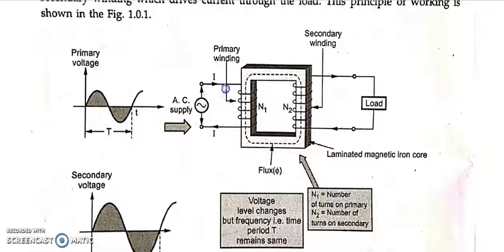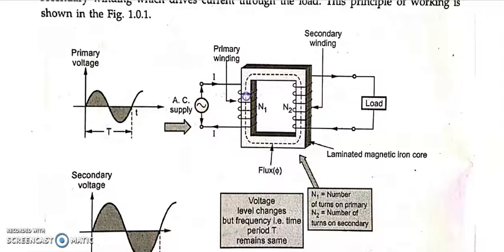Due to the change in the flux, what happens? An EMF gets induced in the primary circuit as per Faraday's electromagnetic induction. So when current starts to flow here, EMF gets induced. Why? Because Faraday's law states that whenever the magnetic flux linked with a circuit changes, an EMF gets induced in the circuit.